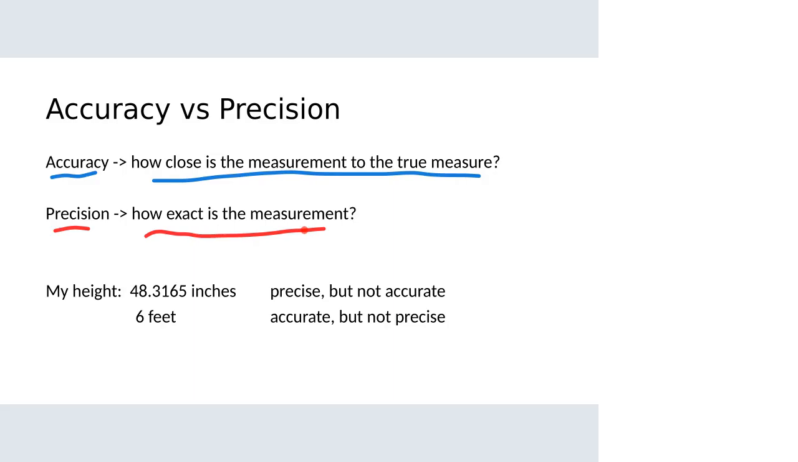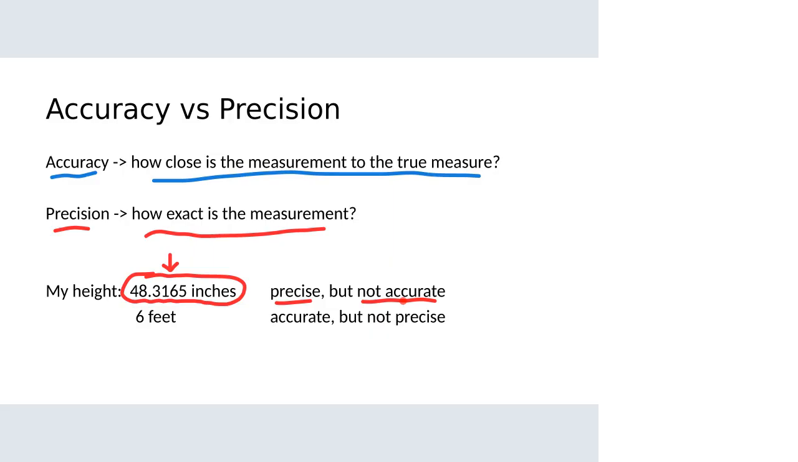Here's an example. If we look at my height, I'm roughly 6 feet tall, a little bit under, but roughly 6 feet tall. If we were to say that I was 48.3165 inches tall, that is extremely precise. I mean, heck, it goes to the 10,000ths place. It's really precise. Whatever you use to measure that had a very high degree of precision, because look at all those decimal places. The problem is it's not accurate, because 48 inches is nowhere close to how tall I am.